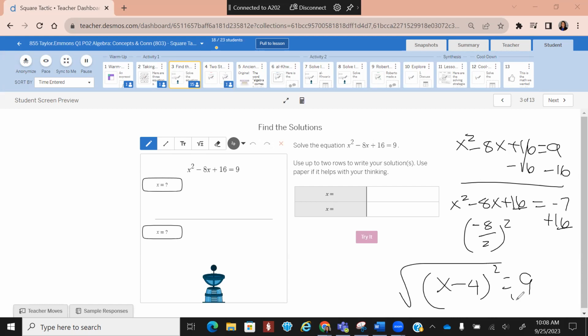And now we're going to take the square root. That's going to give me x minus 4 equals positive and negative 3. Move the 4 to the other side and solve. That's going to give me x equals 7 and x equals 1. 1 and 7. You try looking at slide number 4. See if you can answer that one.